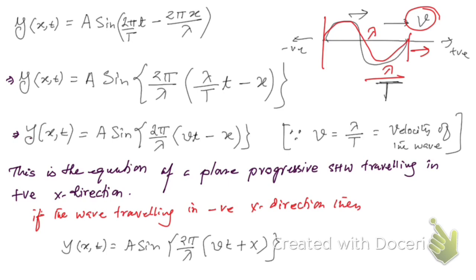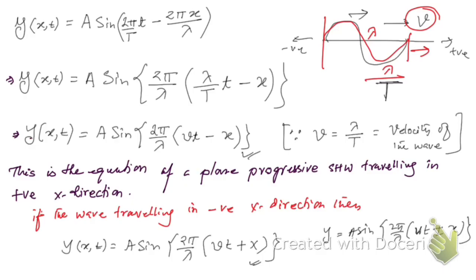So that means in general we can write the equation of a plane progressive wave, combining these two equations in this way: y is equal to a sine 2 pi by lambda v into t plus minus x, right? Plus minus x. Hope you have understood this. So let me take a new slide.